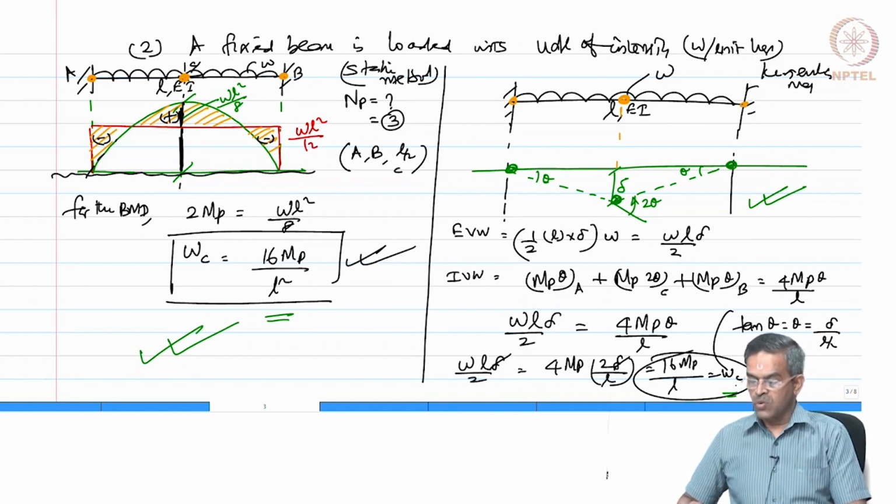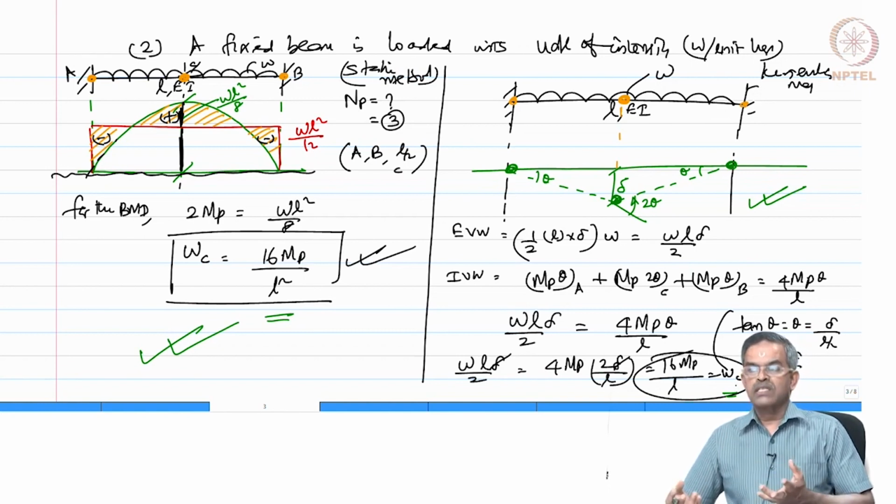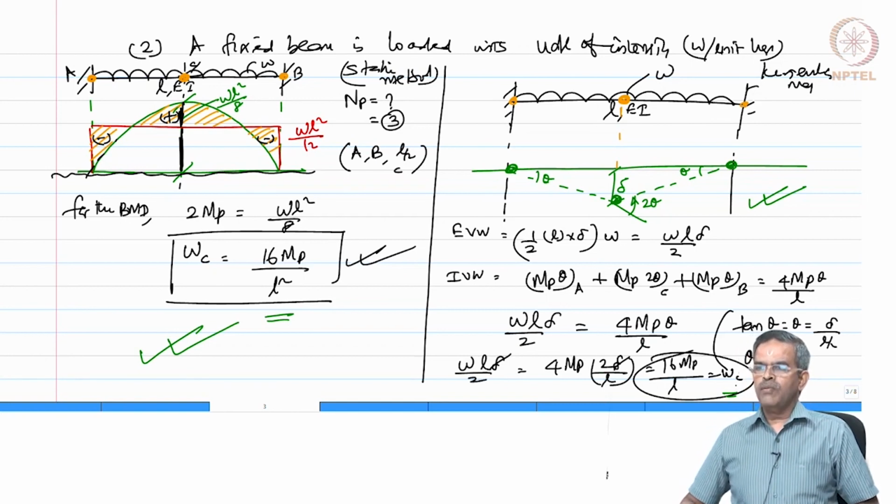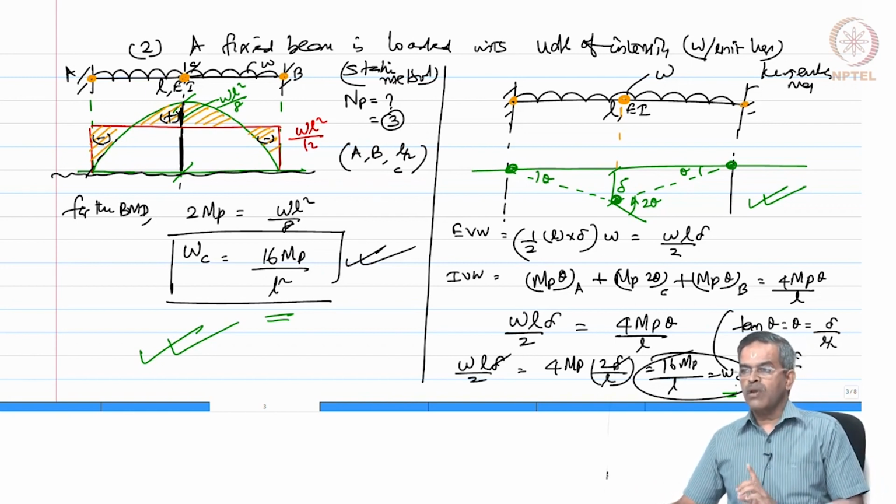And friends, you will also notice that there was no iteration involved. In one stretch we got the answer. You may be wondering, when will the iteration come? Okay? When you have got more than one collapse load obtained from the analysis. Okay? Then the iteration will start.